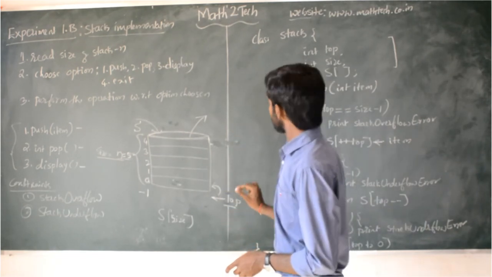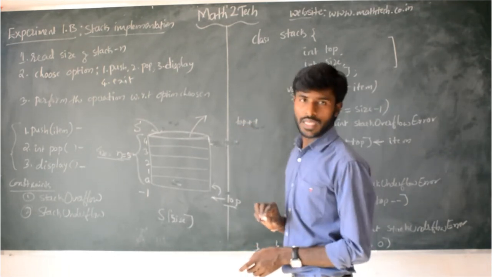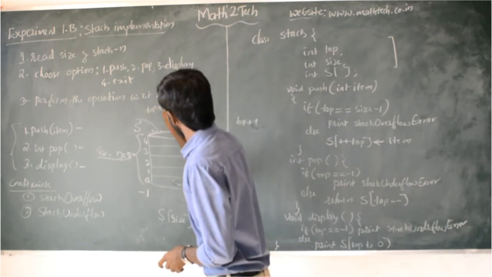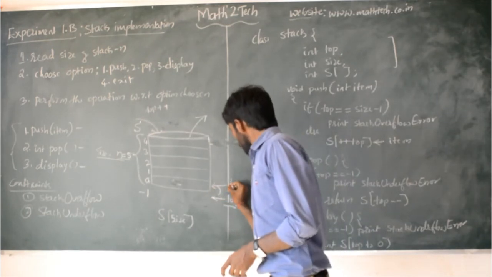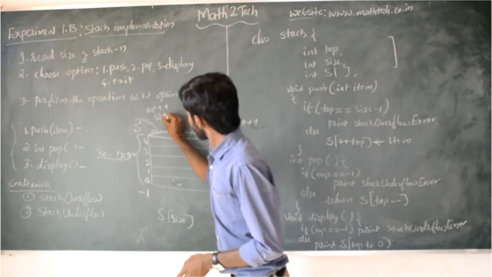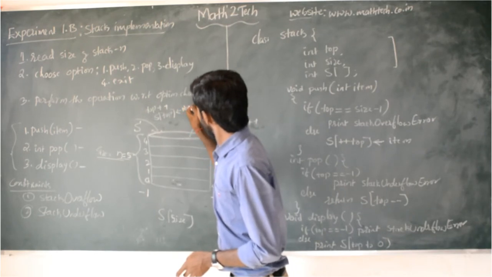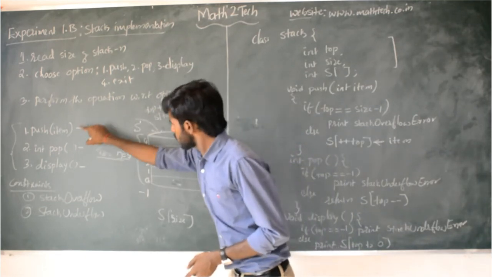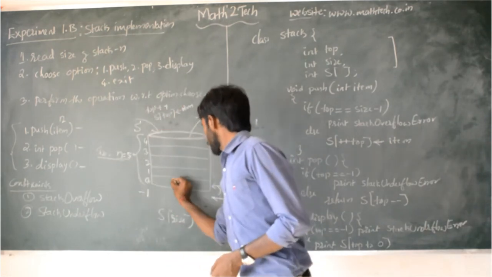So then I can say top plus plus, right? Here I will write top plus plus. First you increment the top. Now top is pointing over here. Now you can put s of top is equal to item. I am taking item as a parameter. So here let me take it as 12. The 12 is coming to here.